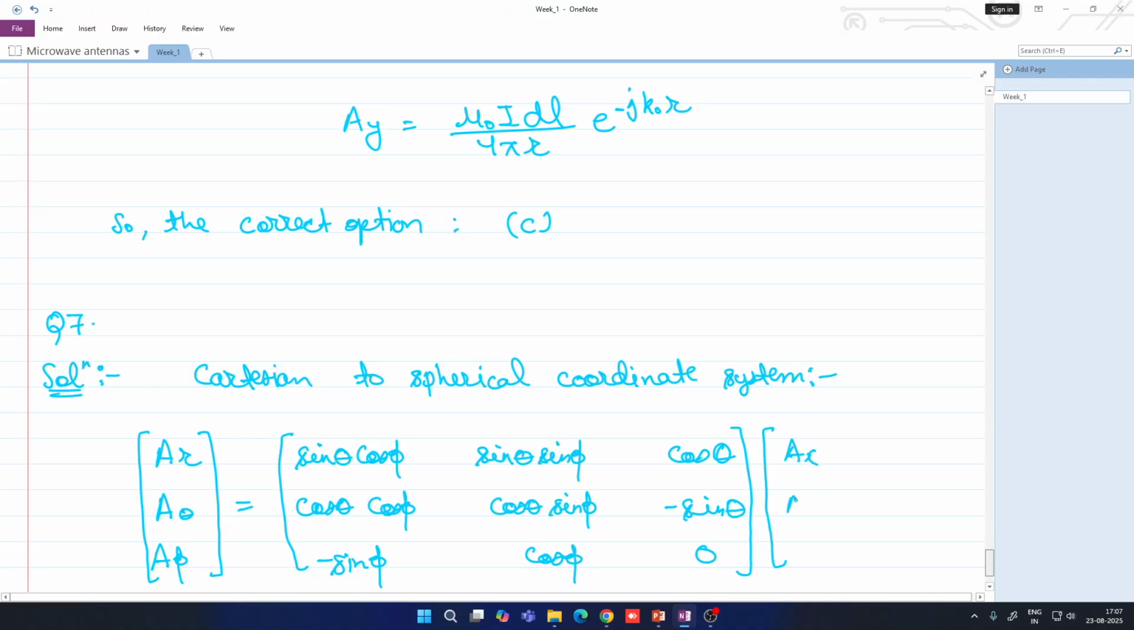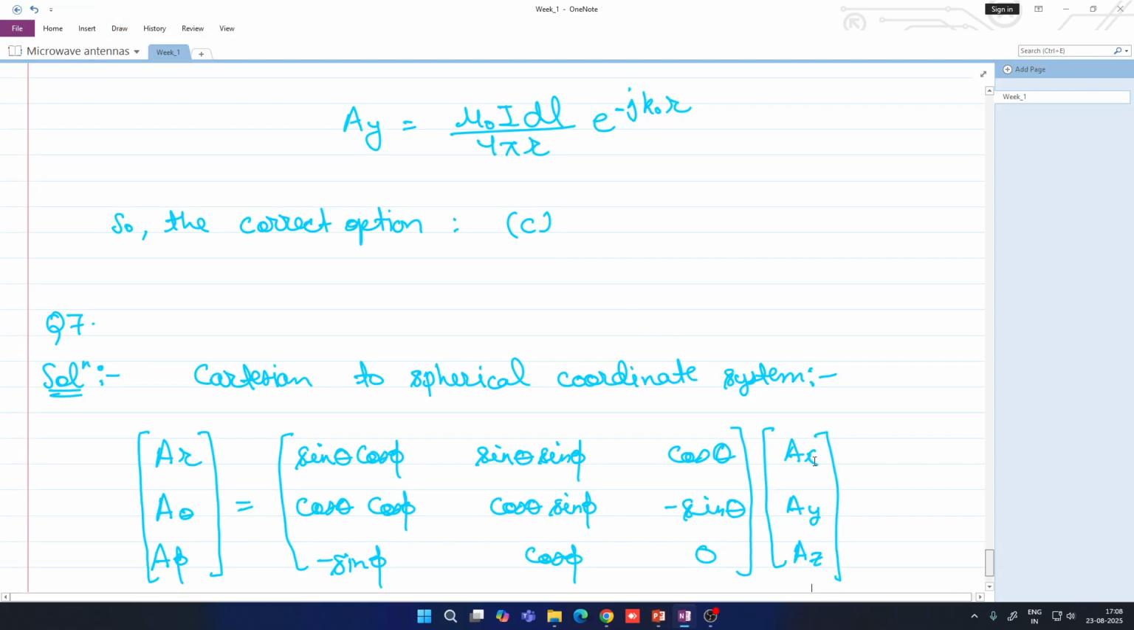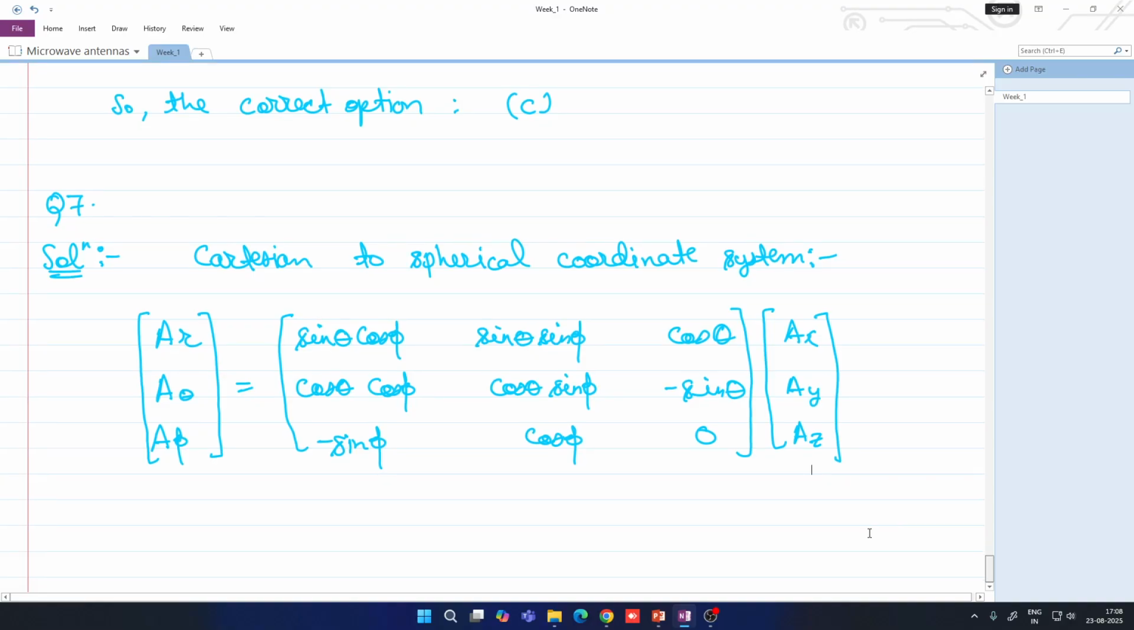Ax, Ay, Az, and now we know that this is directed along the y direction, so the other components Ax and Az are going to be 0. Therefore A phi is equal to cos phi Ay. All other components are 0, because we have to find A phi, which is minus sin phi into Ax, which is 0, plus cos phi Ay, and this is also 0.